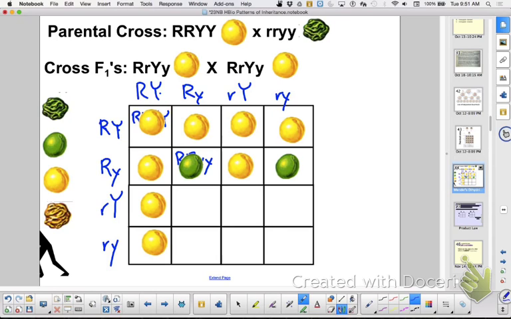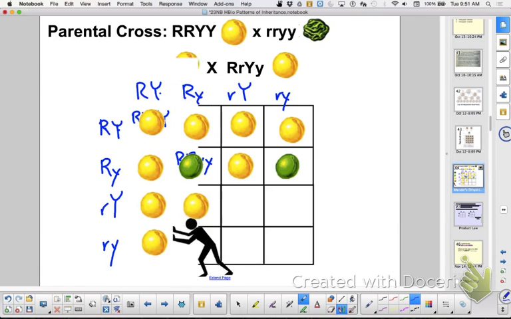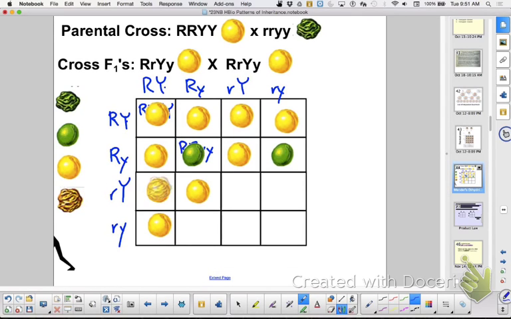Okay, what am I here? Round and yellow. Right. Wrinkled. And wrinkled and yellow. Little r, big Y, yeah? Wrinkled and yellow. Okay, here we go. What's this one? Right here. Wrinkled and yellow. Round and green. Wrinkled and yellow. Wrinkled and green.